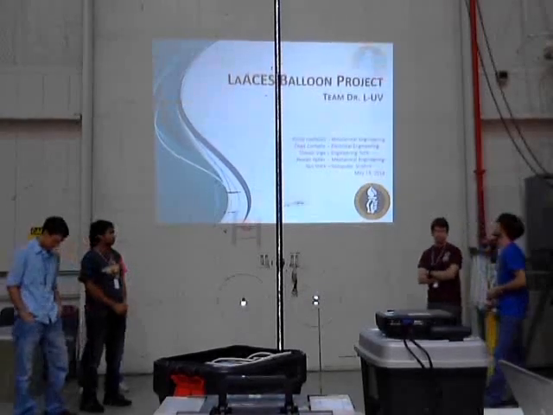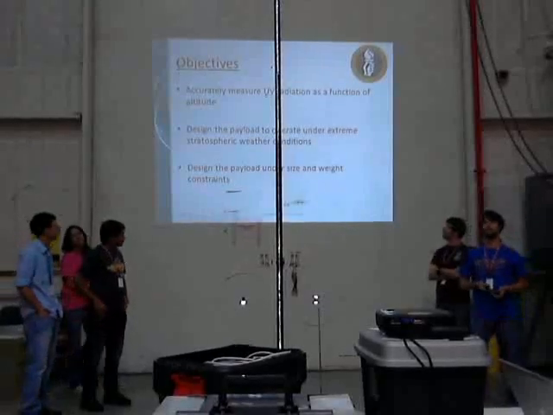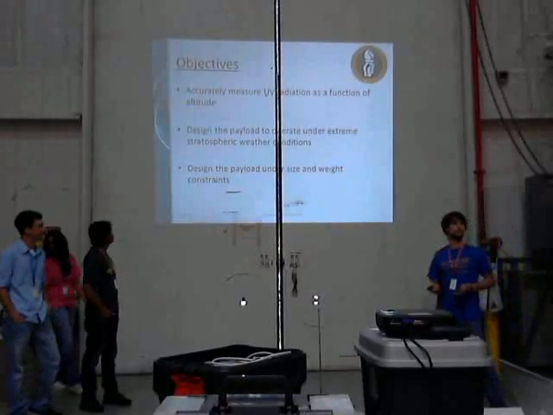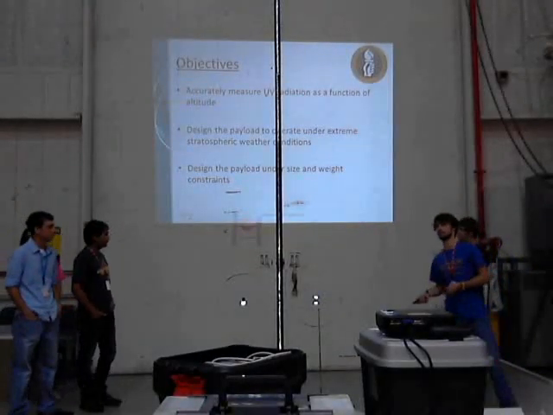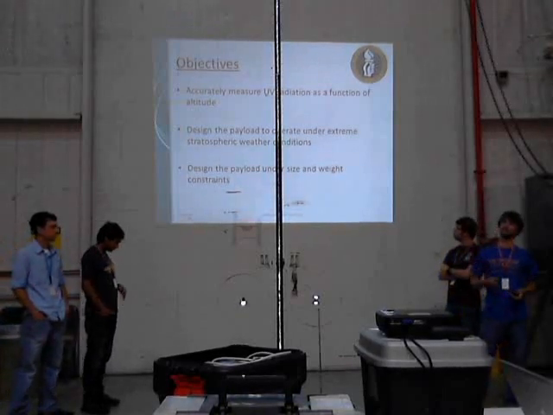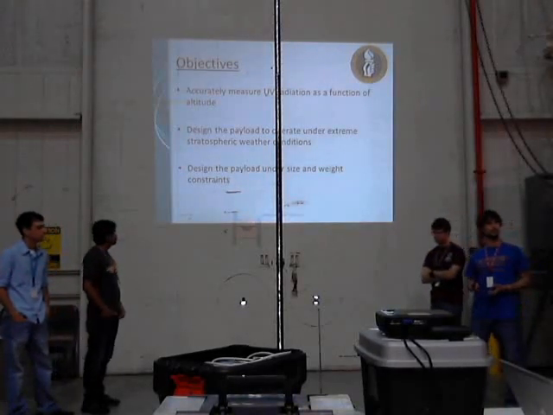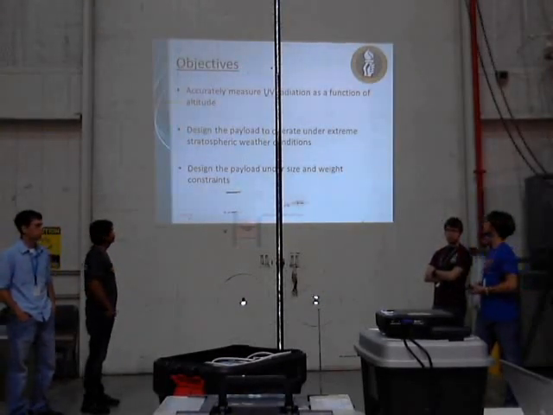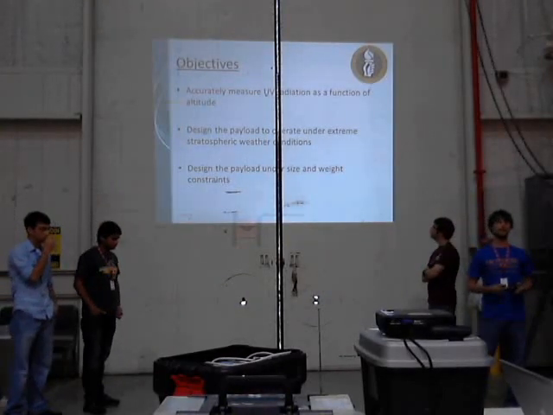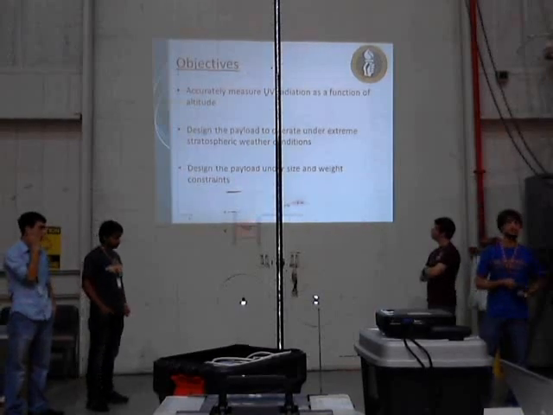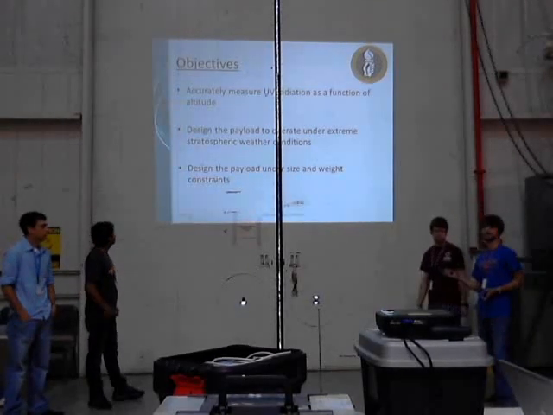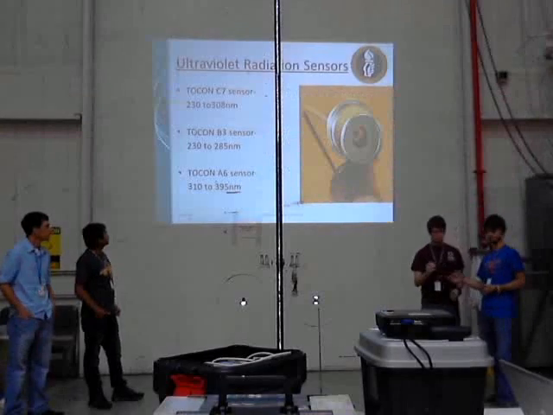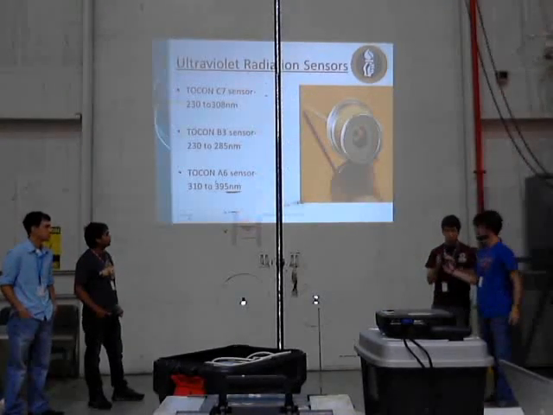All right, we decided to make our payload measure UV as a function of altitude. Now to do this, we had to be able to survive the extreme weather conditions experienced up in the atmosphere, be able to recover our data and analyze it, and also remain within the size and weight constraints set forth by the ACES committee. Chad's going to take over with the electrical portion. Thank you, Philip.